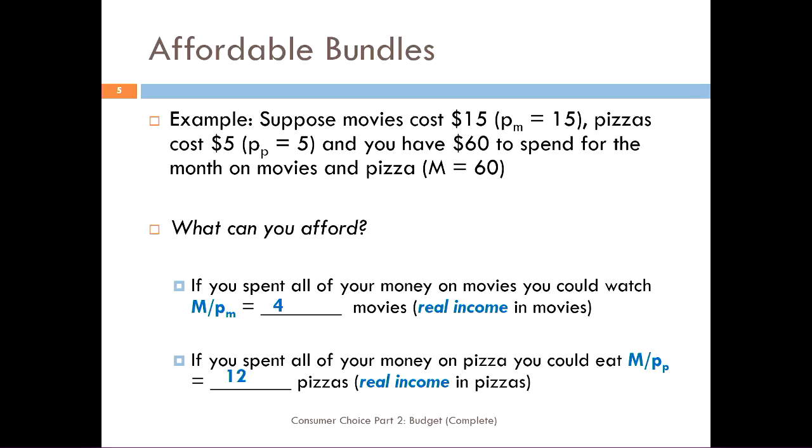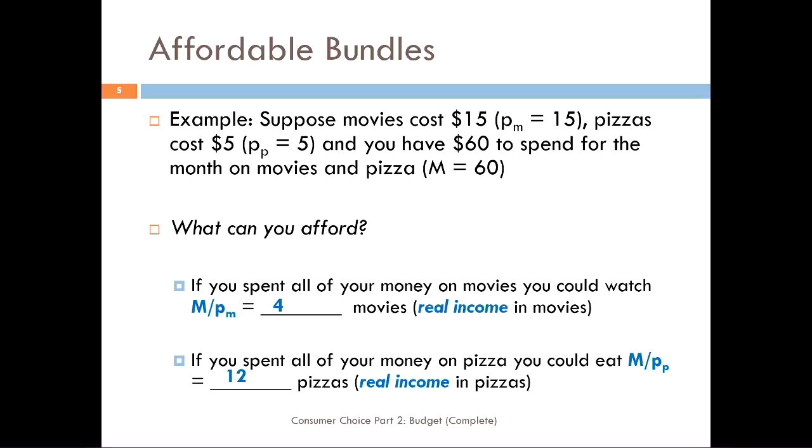So for example, suppose the prices of movies and pizzas double. Right? You still have the same nominal income of 60. Well, notice that your nominal income hasn't changed, it's still 60. However, your real income has changed. You have $60, if you bought all movies, now movies cost $30, so now you can only buy 2 movies. Likewise, pizzas doubled, they cost $10. If you spent all your money on pizzas, now you can only get 6 pizzas. Right? So notice that your real income went down. You're actually worse off, even though your nominal income didn't change.